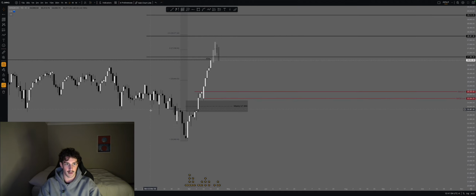Gap lower, stop everyone out, distribute lower. Gap lower, stop everyone out, distribute lower. It's on repeat. So until we get something that's pretty clean like that, I probably won't really be favoring shorts that much.